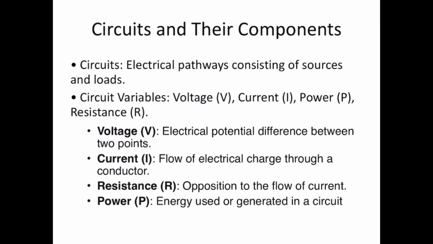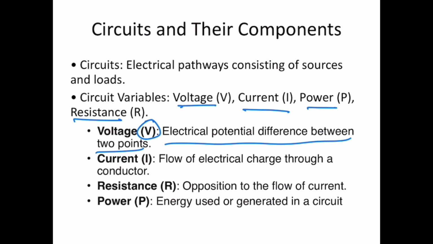Okay, and what are the variables in a circuit? So we know we have voltage, current, power and resistance. All these things we already studied in the 12th, I guess. So voltage is the electrical potential difference between two points, and it is given in volts, and current is the flow of electric charge through a conductor, that is given in ampere.